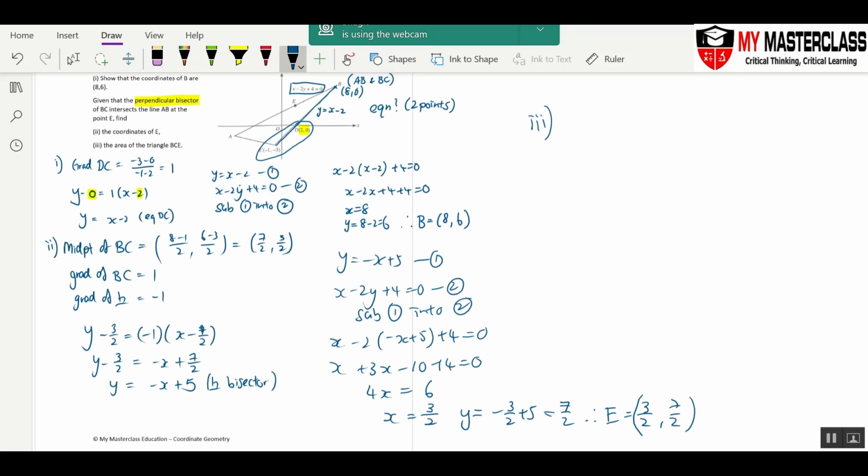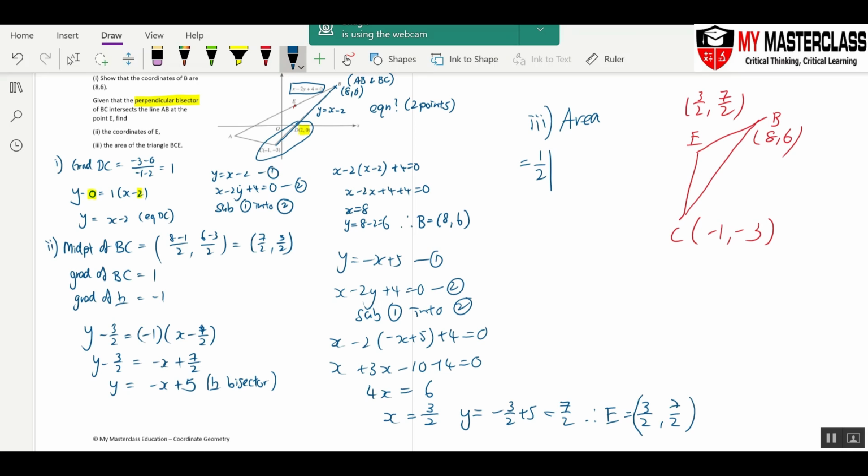So they want to find the area. This is where we're going to apply the concept of finding the area of a plane figure. Let me label everything in red first. They want B, C and E. So this is E, this is B, and this is C. Let's write down all the coordinates. B is (8, 6). C is (-1, -3). E is (3 over 2, 7 over 2). Okay? So, always write down your first coordinate.